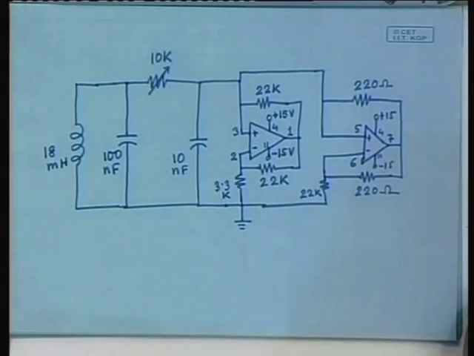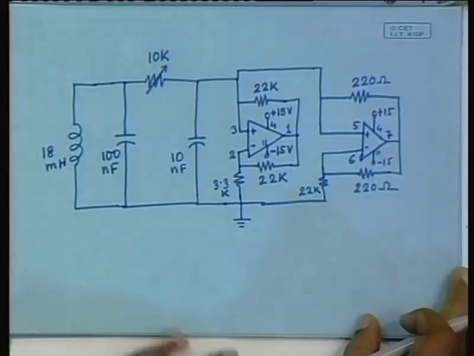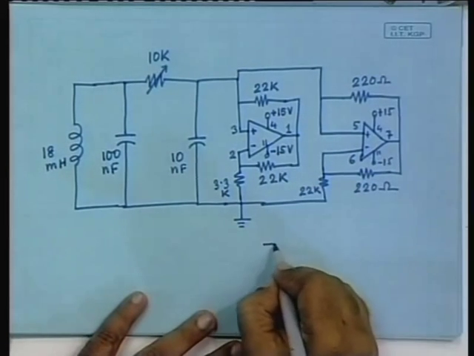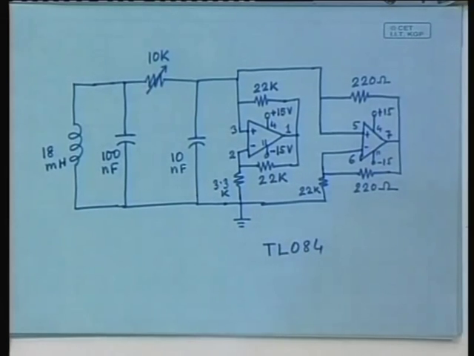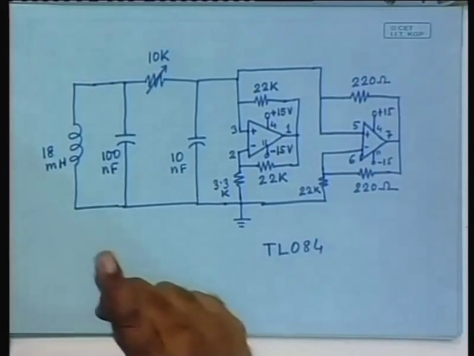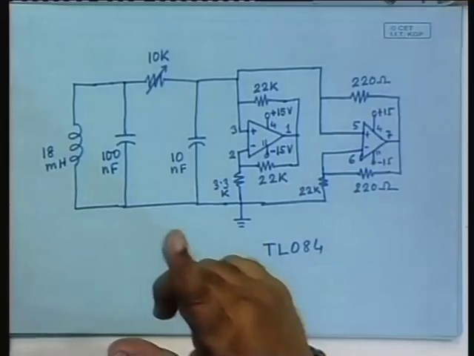So, all these components: these two op amps may be TL084 kind of op amp. Now, those of you who are from electrical, instrumentation, energy, electronics, this should all make it on the breadboard. It is very easy to make, takes not more than an hour or so to see the attractor on the CRO screen. All that you have to do is to put the CRO on the XY mode and to observe the attractor.